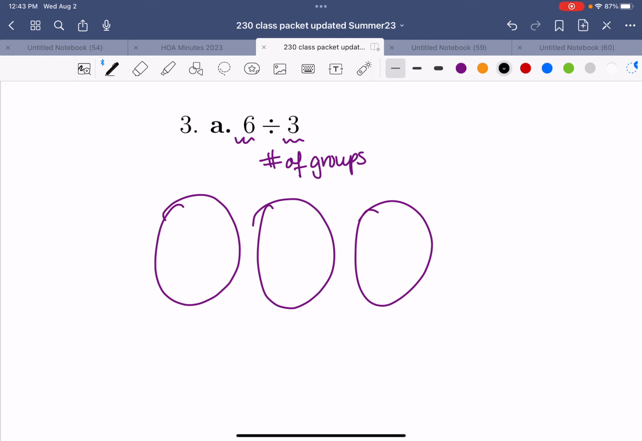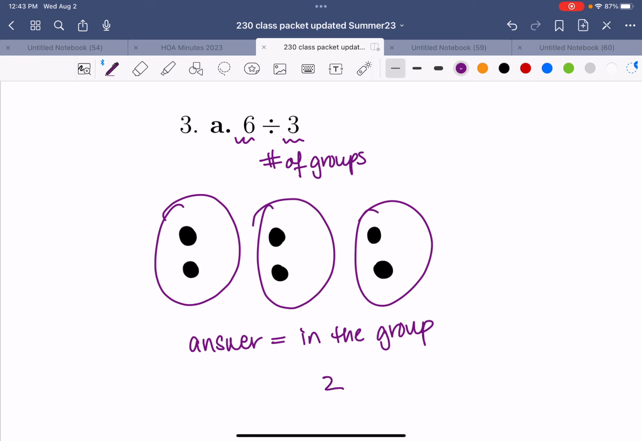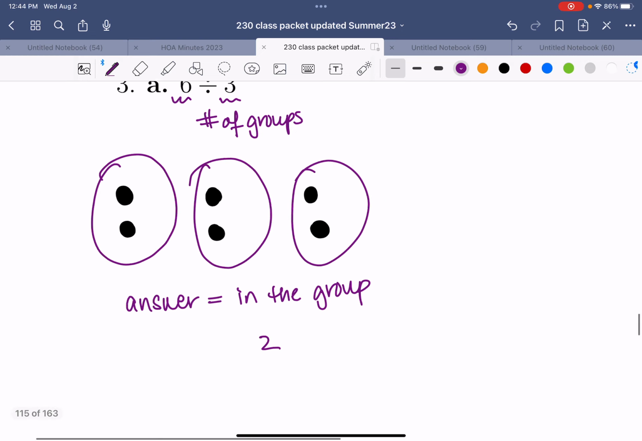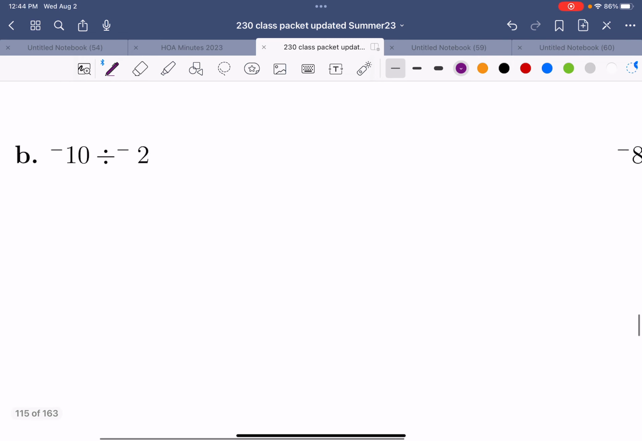So I share them, right? So 1 in each group. 1, 2, 3, 1, 2, 3, until I use 6 things, right? And then my answer is what's in the group. So in this case, it's 2. Right, so that's one way to use chips. Now, I used black just because we didn't have colored chips when we were doing all positive numbers. If you were doing it this way, you could use all white chips, right? Because positive chips.